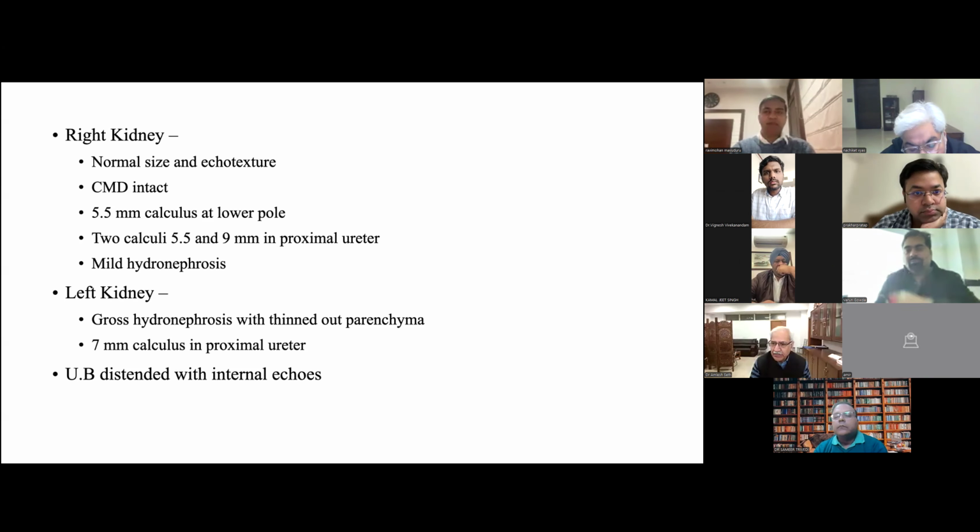What is the main issue in this particular case, which is different from the rest of the stone disease patients that you see? So the patient has an associated hyperparathyroidism. Yes. How common is hyperparathyroidism in patients of stone disease?